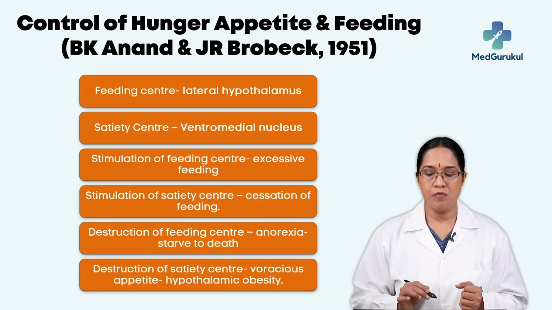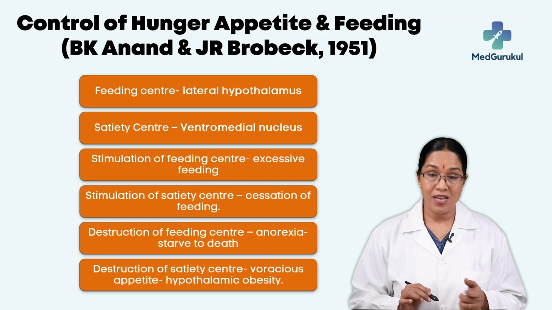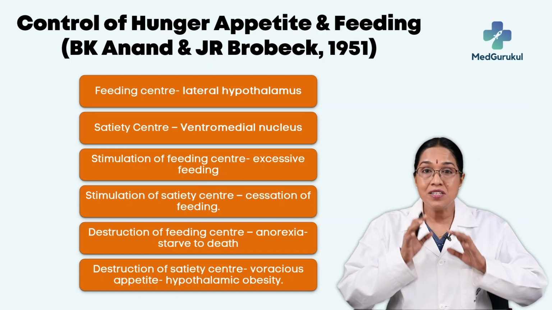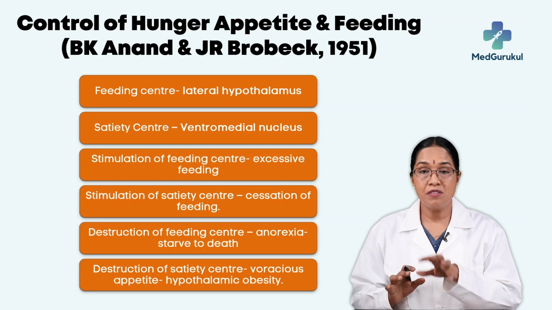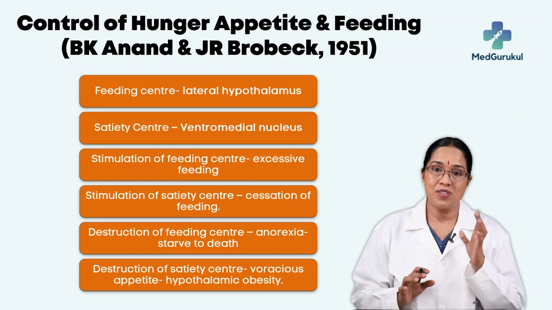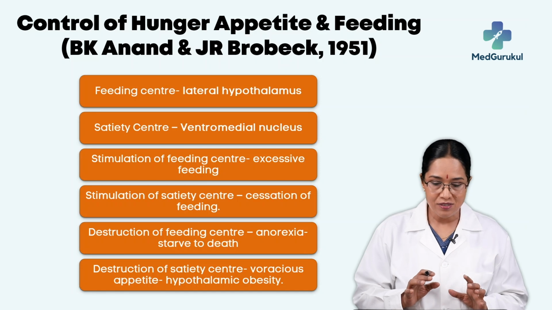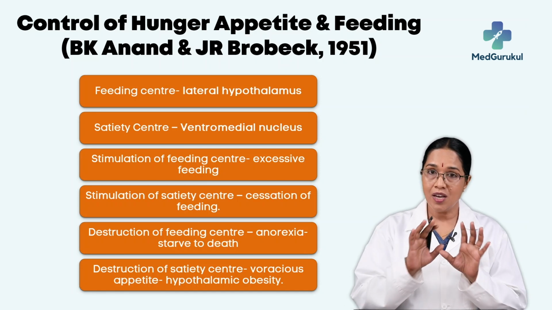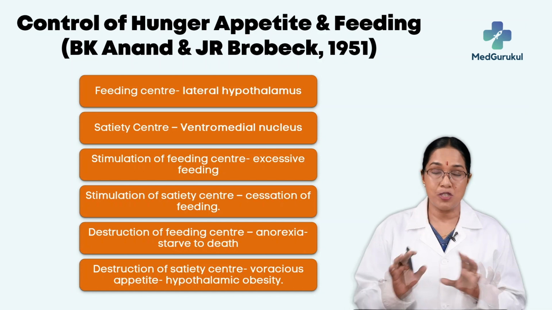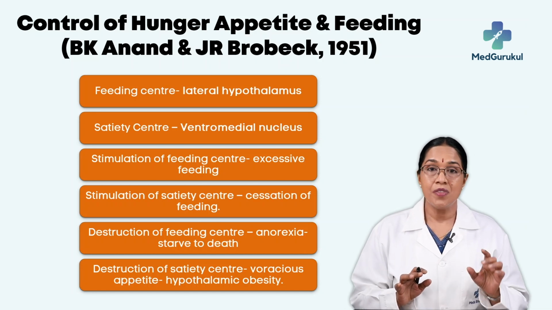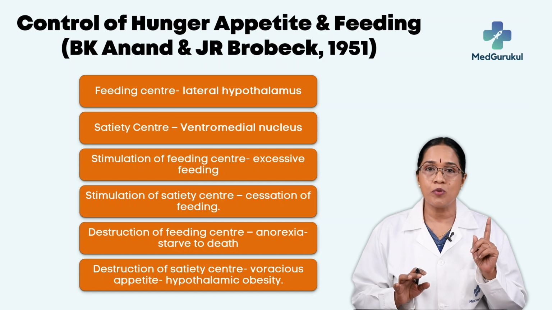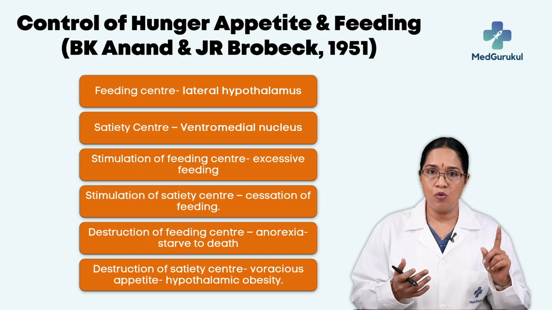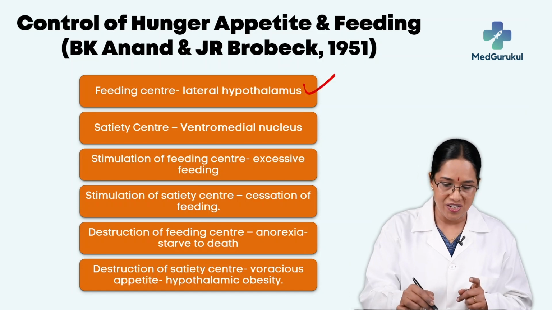Now, how is the hypothalamus controlling hunger, appetite and feeding? The experiment which made us reach this conclusion on the role of the hypothalamus in hunger, appetite and feeding was done by the Indian scientist B.K. Anand and Brobeck in the year 1951. After extensive experimental work, the conclusions were that the feeding center is the lateral hypothalamus. When the lateral hypothalamus is stimulated, the person eats. So, that is why the lateral hypothalamus is the feeding center.